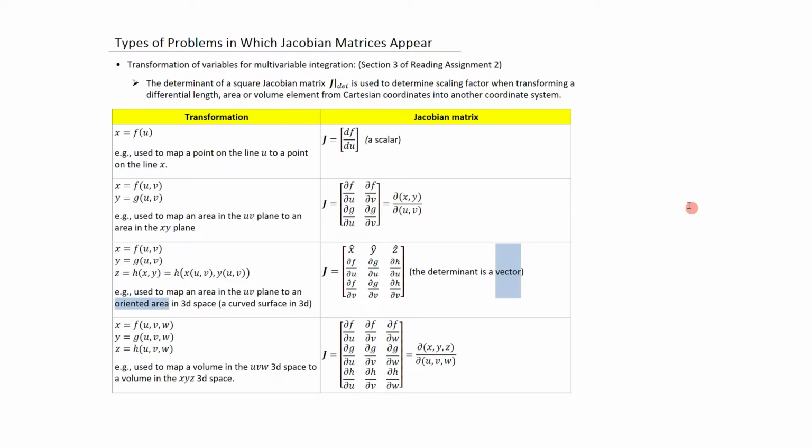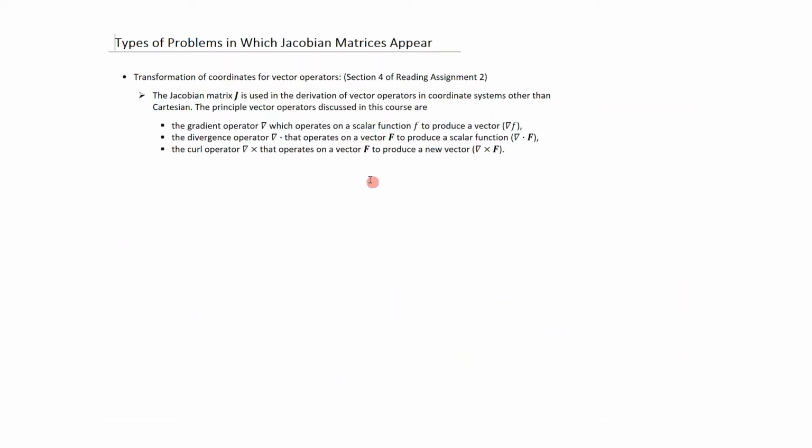And there's one last item that we'll discuss, but you're not responsible for it. And that's a transformation of coordinates of vector operators. And this is section 4, reading assignment 2. Again, you're not responsible for this material. The Jacobian matrix is used in the derivation of vector operators in coordinate systems other than Cartesian.